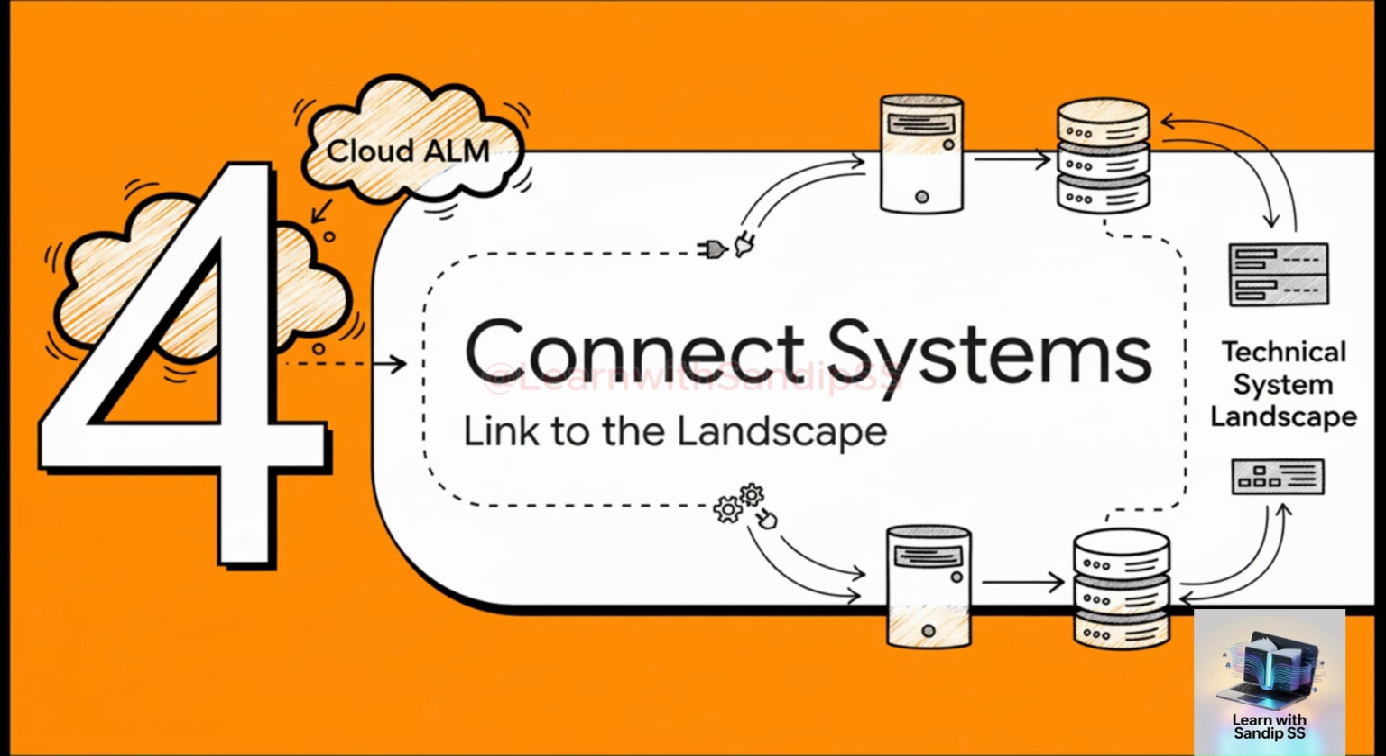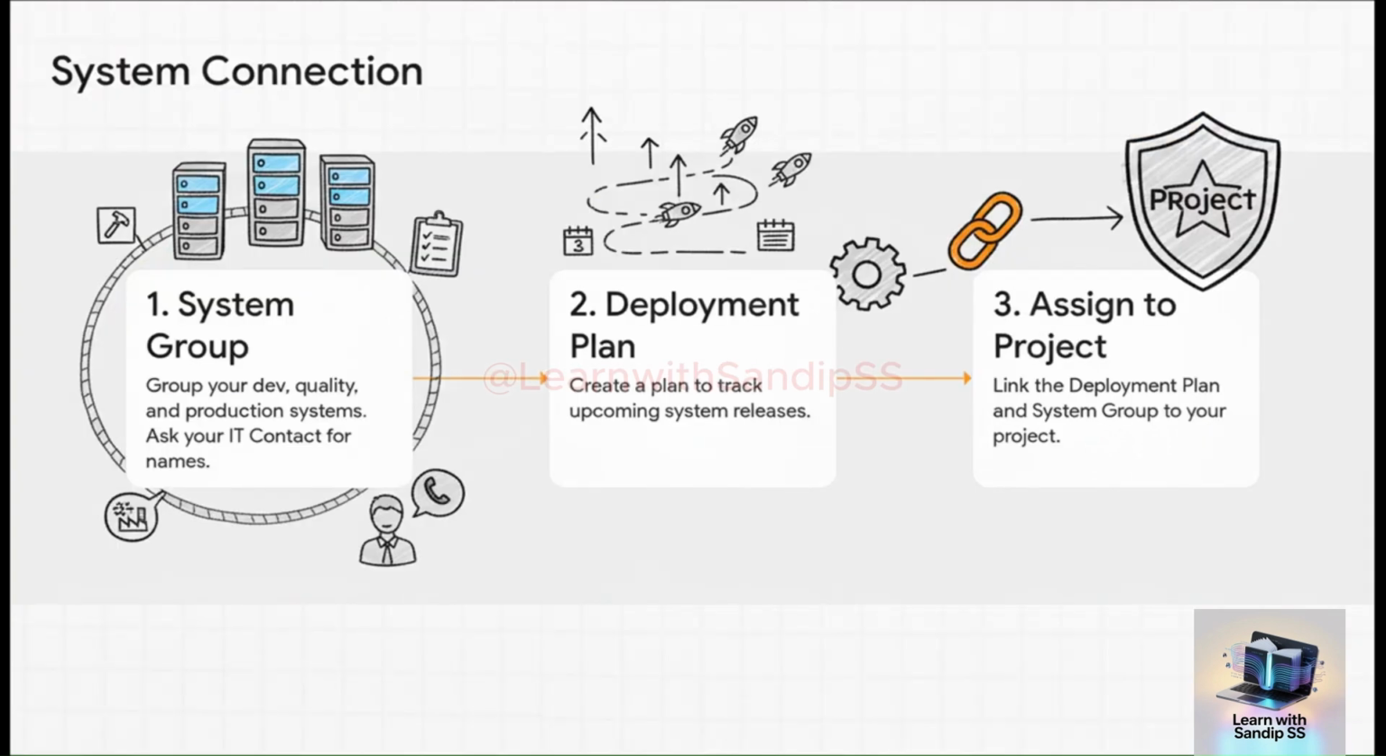All right, we're almost there. We figured out the who, that's your team. We figured out the what, that's your scope and roadmap. We figured out the when, that's your timeline. The very last piece of the puzzle is connecting the where. We're talking about linking your project plan to the actual technical systems. And you know what? It's a really simple 3-step process.